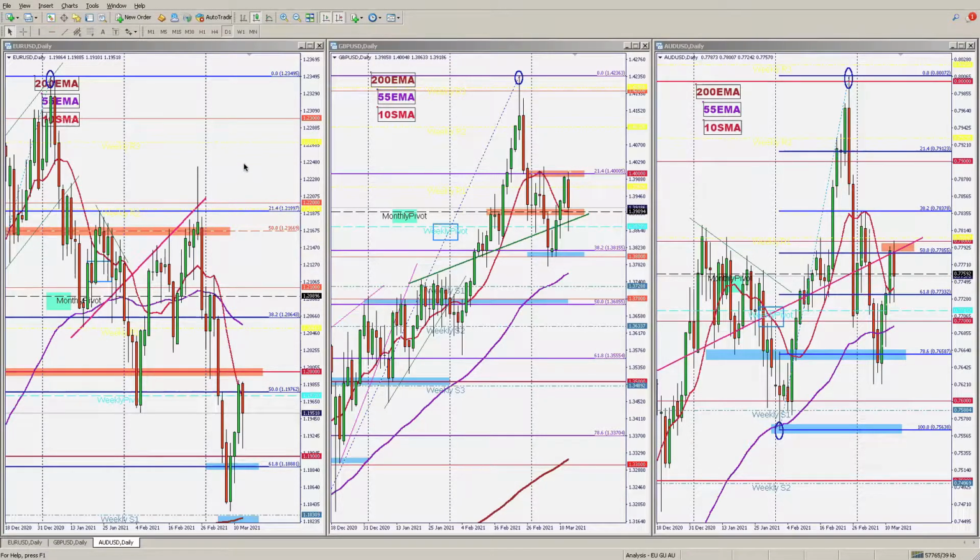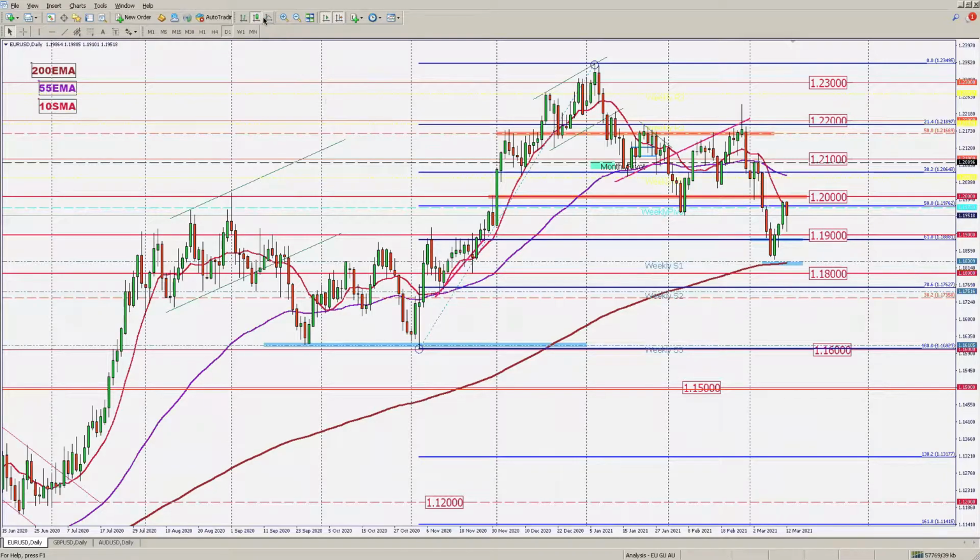And it's the weekly analysis for the Euro, the Cable, and the Aussie dollar for the third week of March. Across all the majors, they've been trying to recover, for all the three pairs here, after falling for the past couple of weeks. Let's take a look at the Euro.